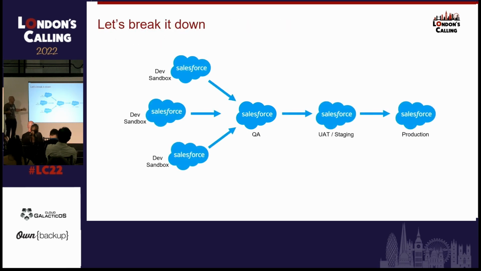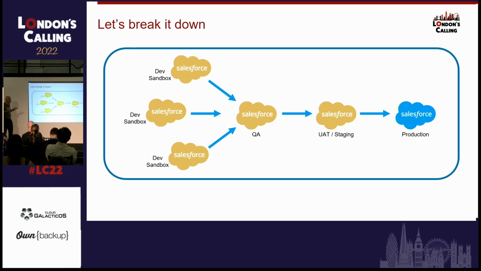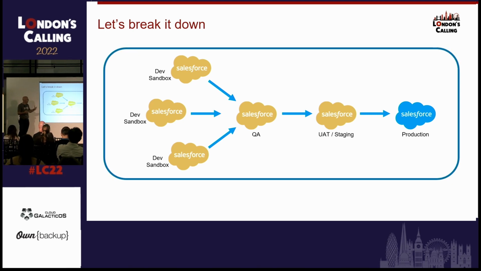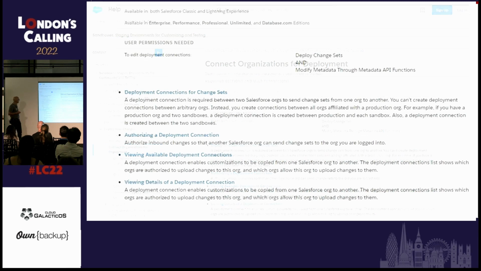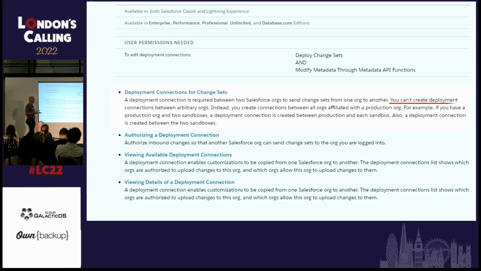No. But the thing about this kind of environment is that all these orgs are sandboxes, and they're all what Salesforce calls affiliated. They're all in the same environment. So change sets work for deployments between affiliated orgs. It's what it helpfully tells you in the help file, which is great, but it says you can't create deployment connections between arbitrary orgs. So what on earth do you do?